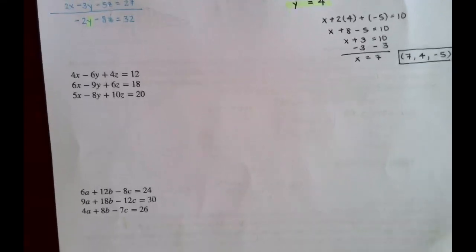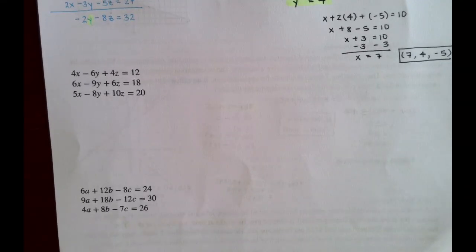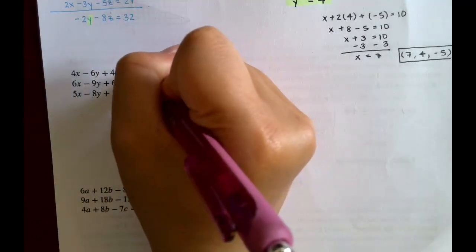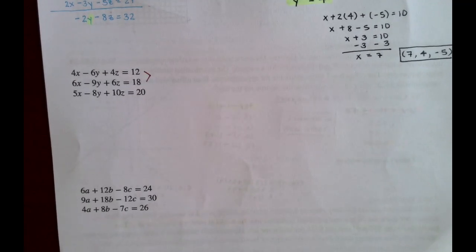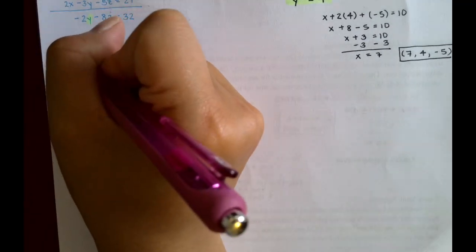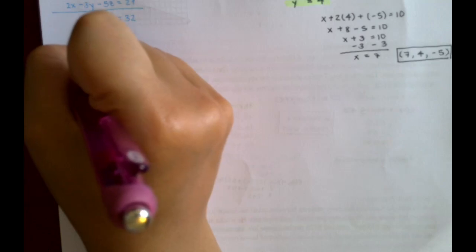Okay, so now we're going to do the same thing. We're going to pick one of our variables to get rid of. So let's just do x. We're kind of already used to that anyway. So I'm going to start with this. With 4 and 6, the least common multiple is 12. So to do this one, it will be multiplied by 3. Multiply this one would be negative 2.